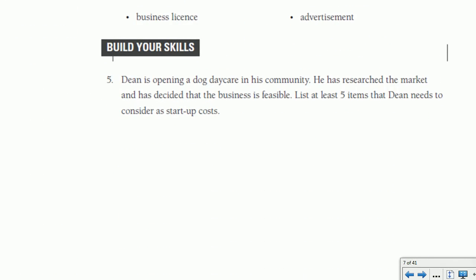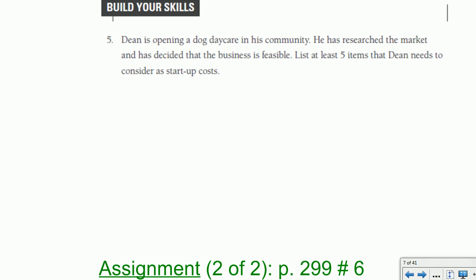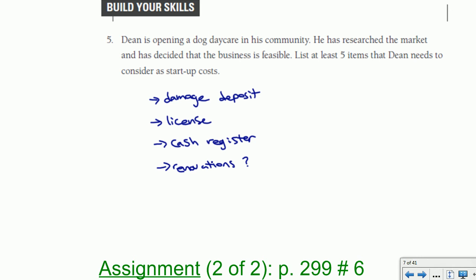So now let's try identifying some possible startup costs for a random business. So in this question, Dean is opening a dog daycare in his community. He has researched the market and decided that the business is feasible, and we're looking to identify at least 5 items that he needs to consider as startup costs. Depending on Dean's situation, he may need to rent a space to operate his business, and that rental might require a damage deposit. He may also need a business license. He might need a cash register. He may need to do some renovations to the building to set it up for a dog daycare. One other thing he may need to consider is to stock up on food and medication.